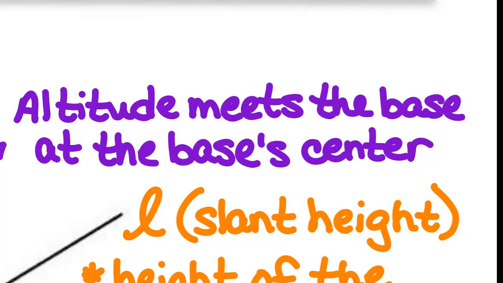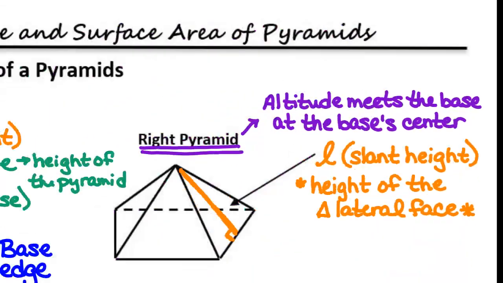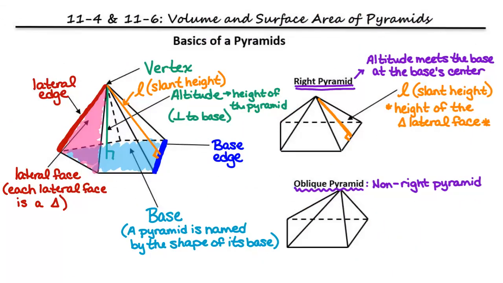So this is an example right here of a right pyramid. If I were able to drill a hole straight down from the vertex until it hits the base, that hole would come out right in the middle of this square bottom if I went straight down. So far, so good? All right.